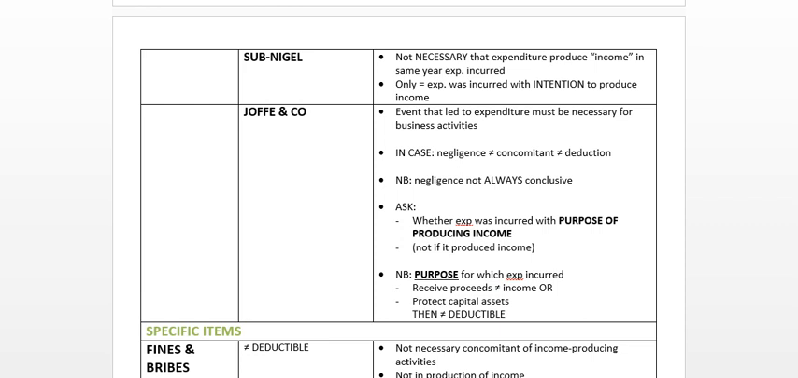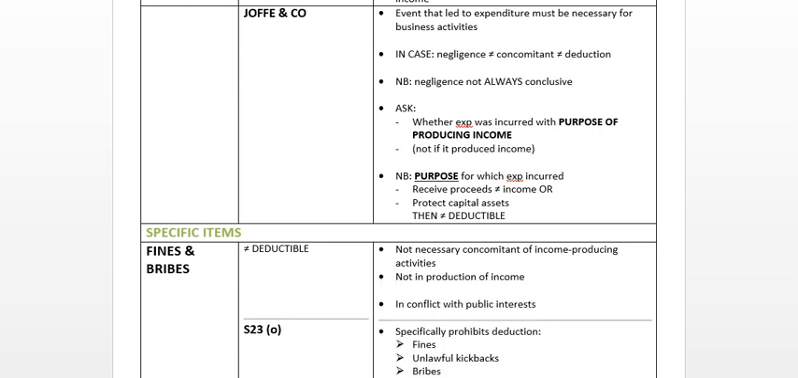Okay, Jaffe & Co. is also a familiar case in the Tax Act. It says that events that led to expenditure must be necessary for business activities. In the case it said negligence is not concomitant, so in other words it's not deductible. Very important, negligence is not always conclusive.